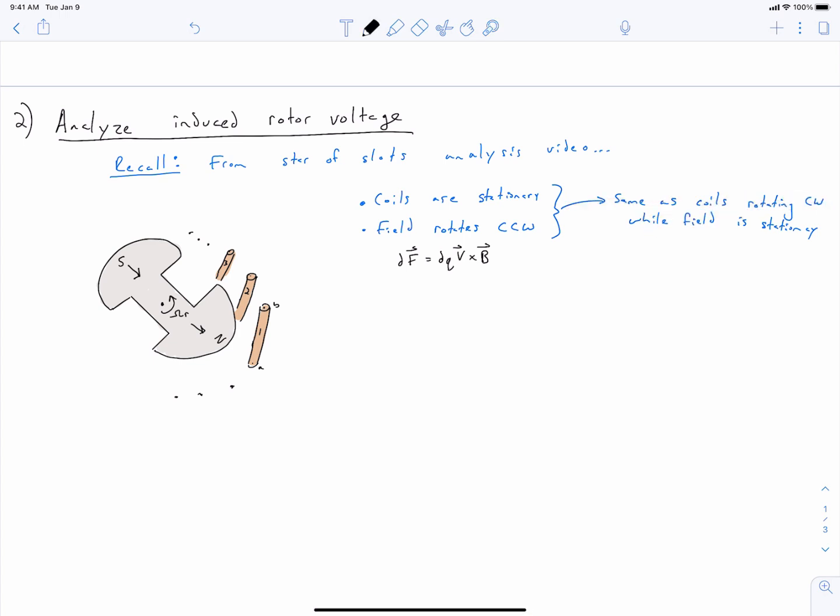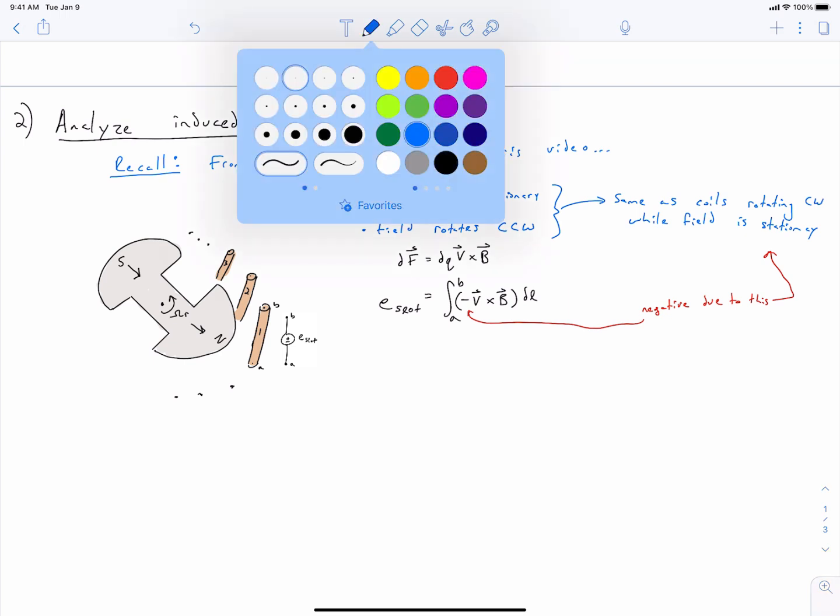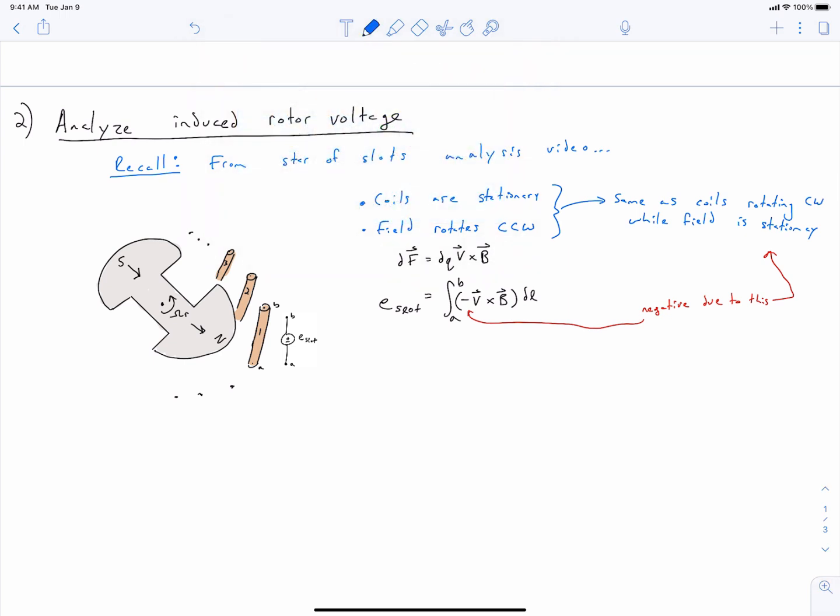And so when we set up our integral to calculate our EMF in the coil side, we came up with this expression here, where we place this negative sign in front of v to recognize that that v is actually the velocity of our field. It's because of the fact that the coils are stationary while the field is rotating, whereas the Lorentz force law is set up for the coils to be the ones that are rotating. I'm pointing this out because that's going to be an important detail as we try to apply this to our asynchronous rotor. But before we do that, let's summarize a little further here.